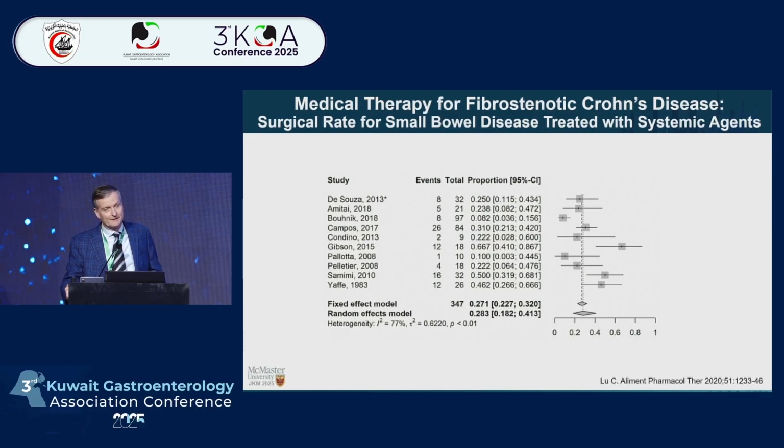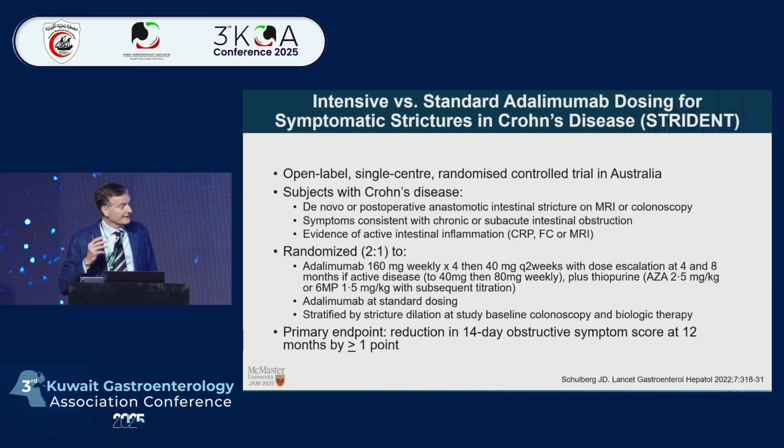But the question comes, should we be treating patients with stricture more aggressively medically? Should we do something different with these patients in order to avoid surgery, reduce the long-term risk? And really, the one trial we have that's looked at this specifically is STRIDENT, which was published a few years ago. I think many of you will have seen this.